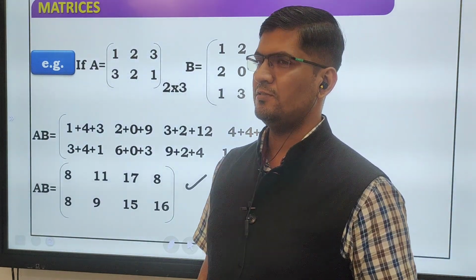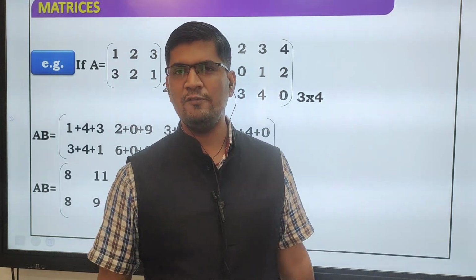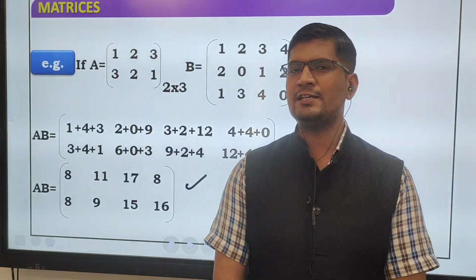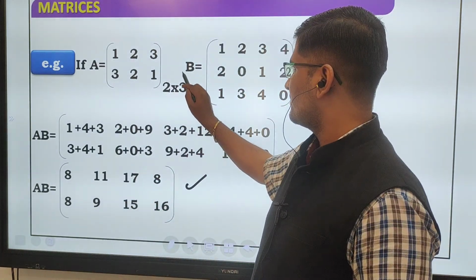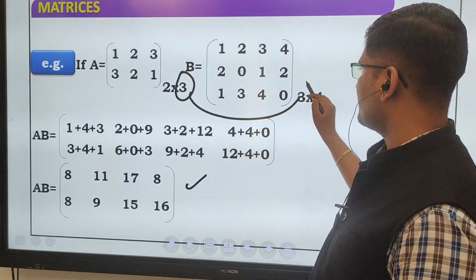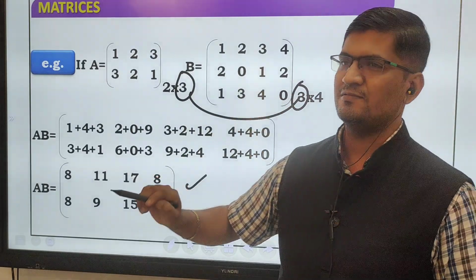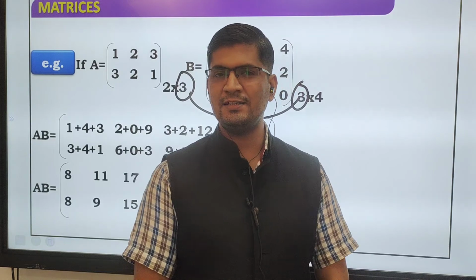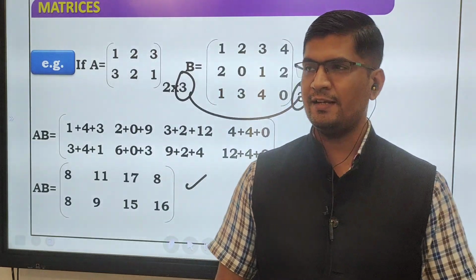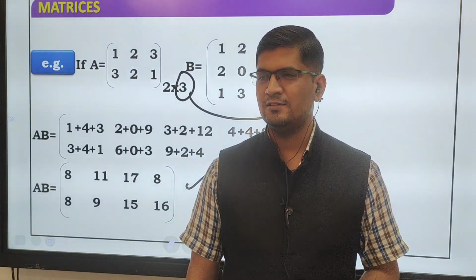Any doubt in multiplication? Always you have to check that the number of columns of the first matrix must be equal to the rows of the second matrix. Then matrix multiplication will be possible. Any doubt? Arya, Riya?